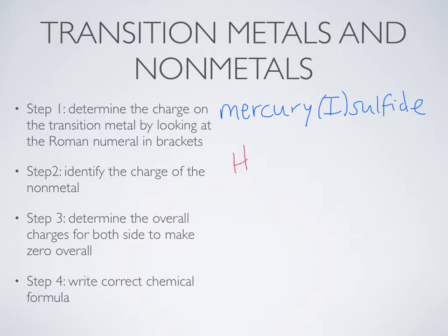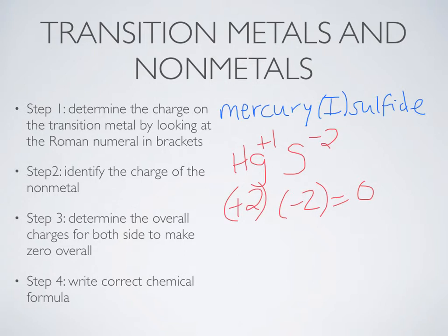So I know that I have Hg +1. And I can look on my sheet and I know that sulfide is S -2. So I can determine my overall charge has to be -2, +2 equals 0. So now I need to figure out how much I need. One sulfur will work, but because each of my mercuries is +1 and I need +2, I need 2 of them. So my correct formula would be Hg2S.